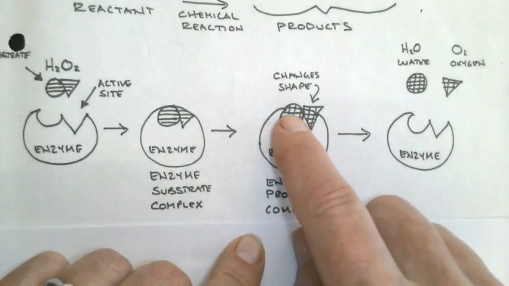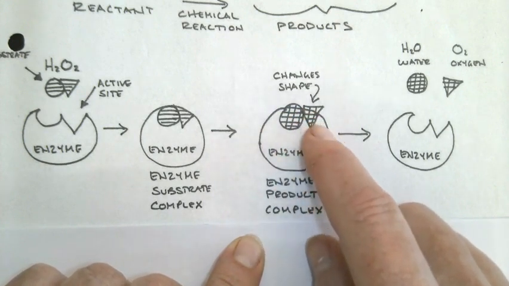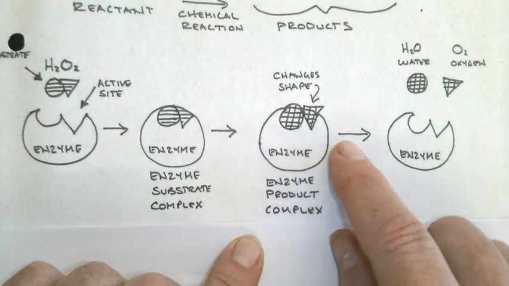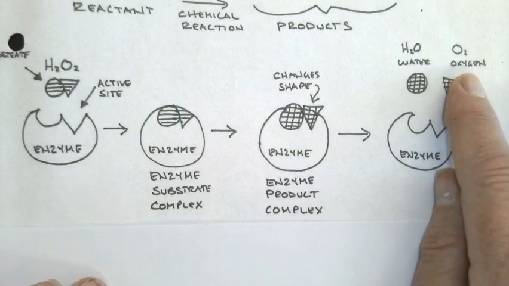The enzyme changes the shape of the substrate. You'll notice that they're kind of changed here. And now it's called the enzyme product complex. The enzyme then releases the water and the oxygen gas back into the environment.